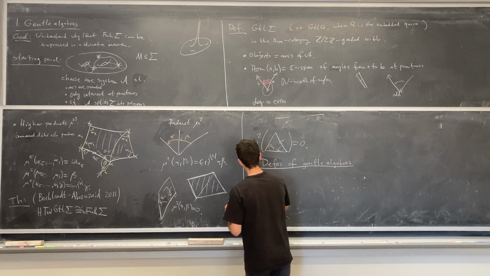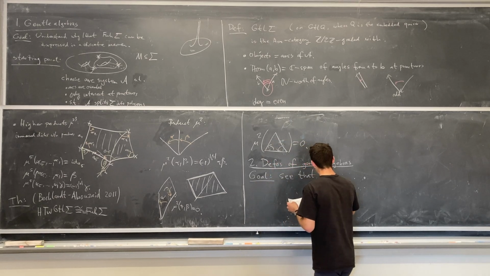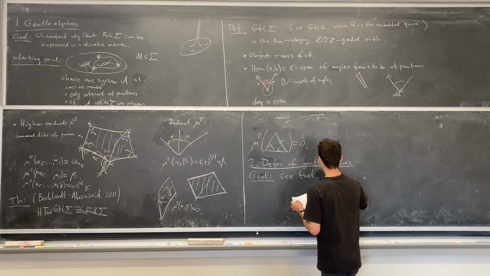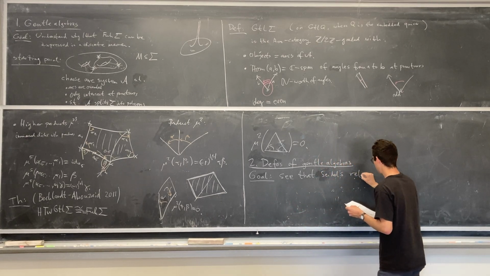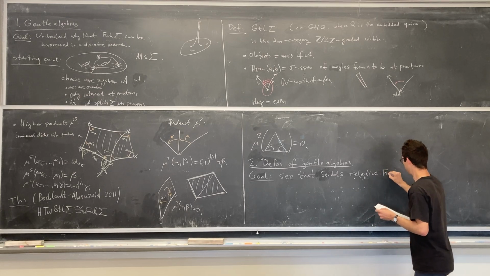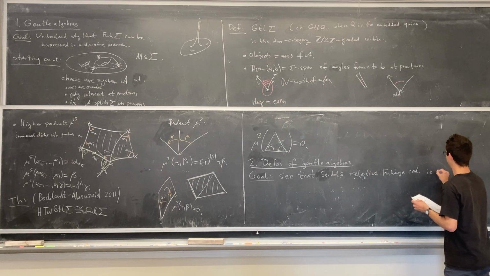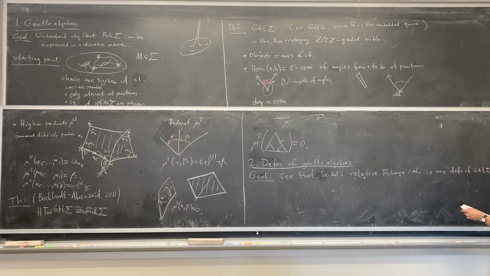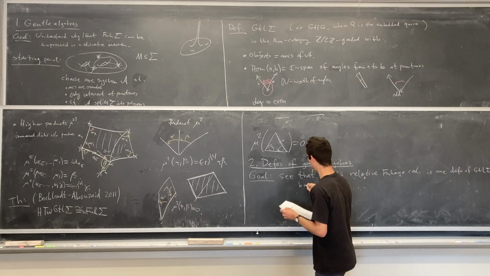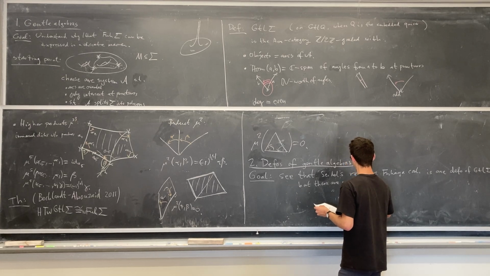Okay, so deformations of gentle algebra. Seidel's relative Fukaya category is one deformation of GTL sigma, but there are more. More as well.